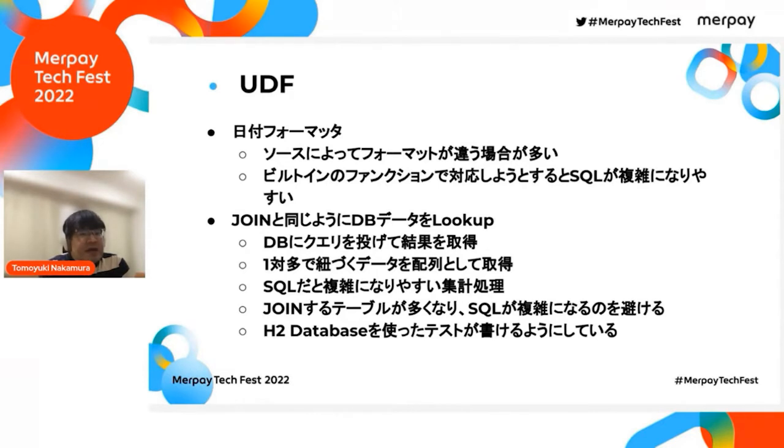Functions that look up DB data simply throw a query to the DB and retrieve the results. They are used when you want to retrieve data that is tied one-to-many as an array, perform aggregation processing that easily becomes complicated in SQL, or when there are many tables to join. This UDF allows tests to be written using the H2 database, making it easy to test queries that are actually executed on the DB.